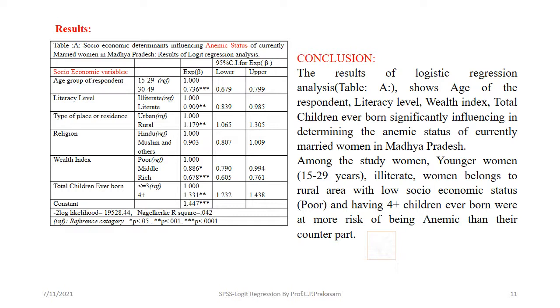Among the study women, this is the conclusion, younger women aged 15 to 29, illiterate women, women belonging to the rural area with low socio-economic status, and those having 4+ children ever born were at more risk of being anemic than their counterparts. From this we derive that these are the important socio-economic variables influencing the anemic status of women in Madhya Pradesh, using the large survey data.